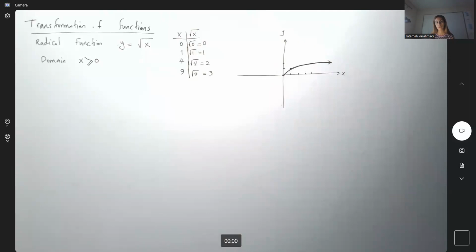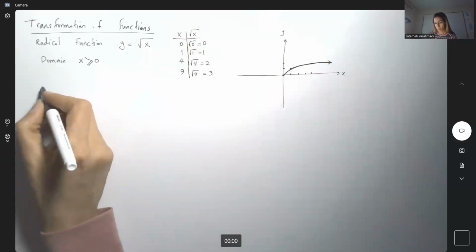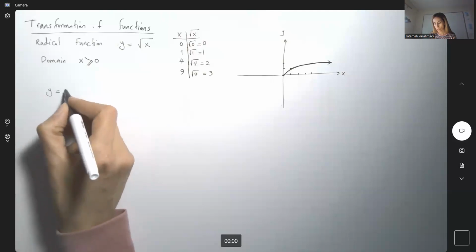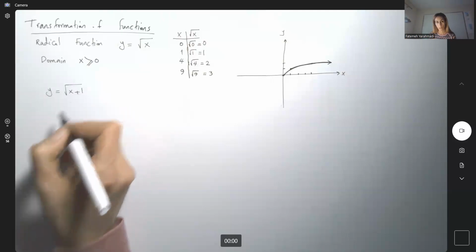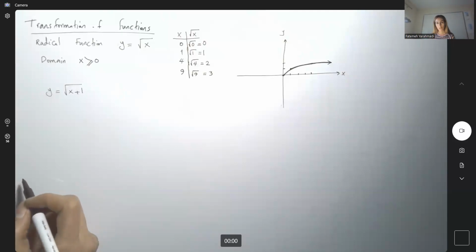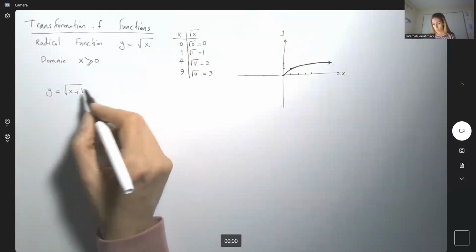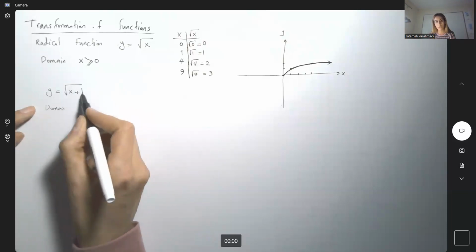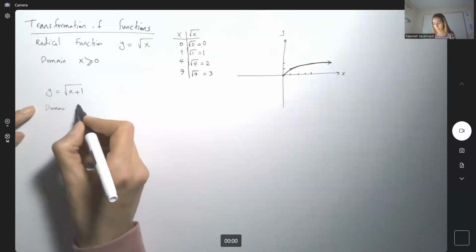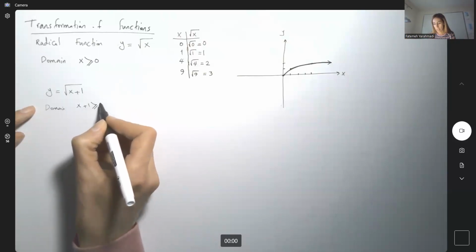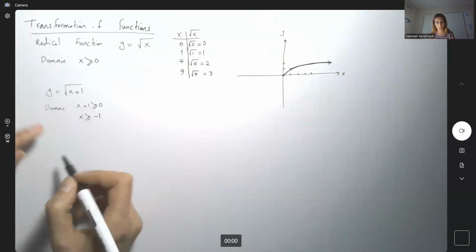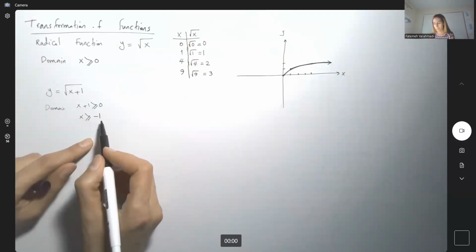Well, you know how to shift this to the left, to the right, 1 unit up, 1 unit down, and so on. So if I change x and I define a new function, y equals square root of x plus 1, I expect to get shift 1 unit to the left. Again, be careful about the domain. Domain is very important. This quantity cannot be negative. X plus 1 must be larger than or equal to 0, or x must be larger than or equal to negative 1. It means that you can start at negative 1.